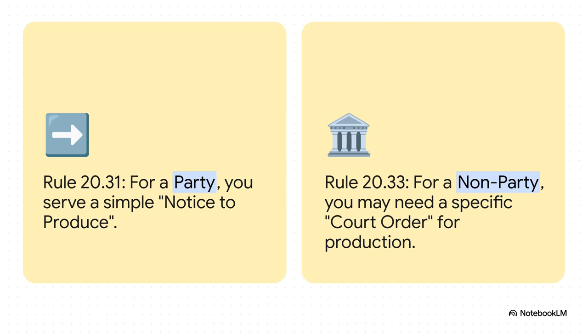If you want documents from another party in the lawsuit, that's Rule 20.31. You just serve a simple notice to produce. It's basically paperwork. But for a non-party, that's Rule 20.33. If they drag their feet or refuse to let you see the documents, you have to go back to court and get a whole separate order for production. It's a much bigger deal.